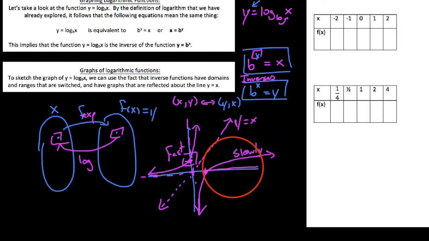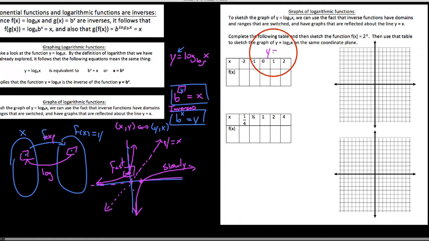So here's what we're going to do. It says to sketch the graph of y equals log base b of x. We're going to use the fact that these are inverses of exponential functions and have domains and ranges that are switched, and also have graphs that are reflected about the line y equals x, this slope of 1 and intercept of 0 thing. So we're going to graph y equals 2 to the x, and then down here we're going to graph y equals log base 2 of x, both with a base of 2.